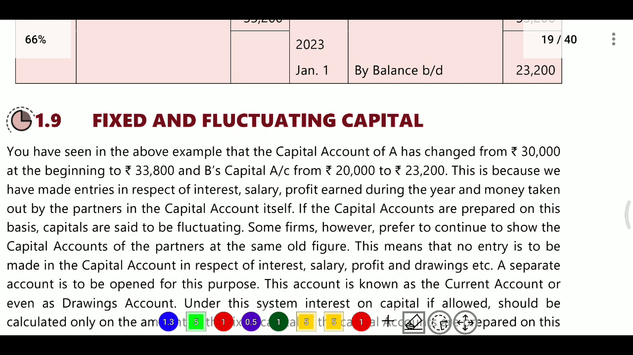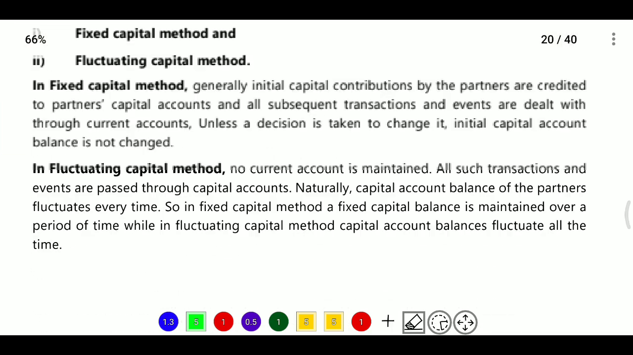In the fluctuating capital method, capital will fluctuate with transactions. No separate current account will be maintained. There is a single capital account that records all transactions, including drawings, interest, salary, etc.